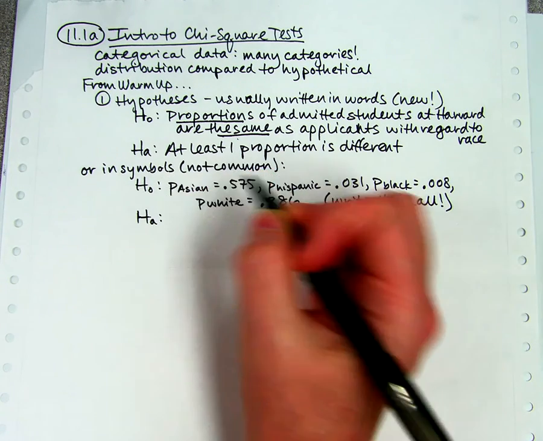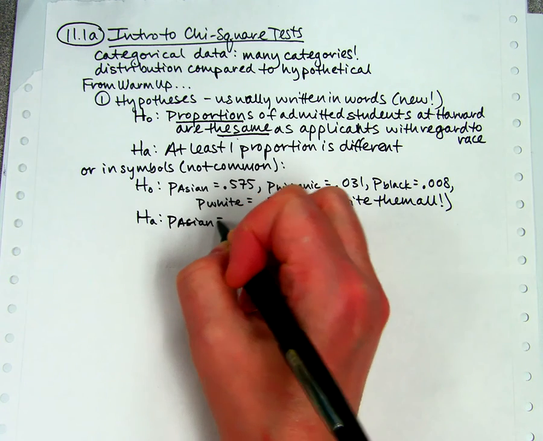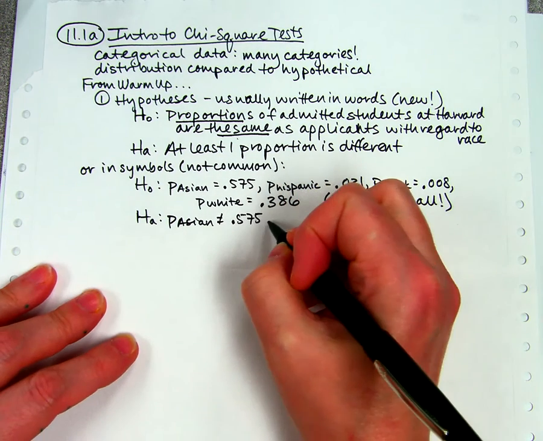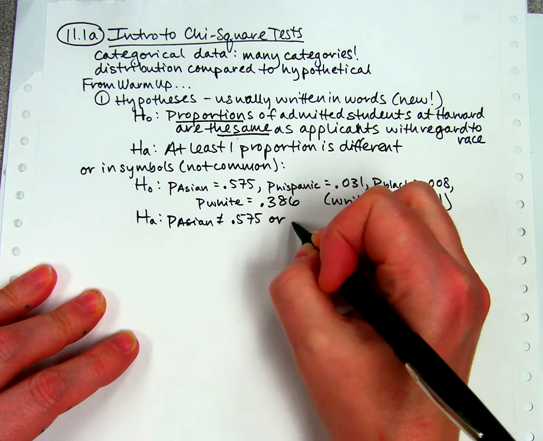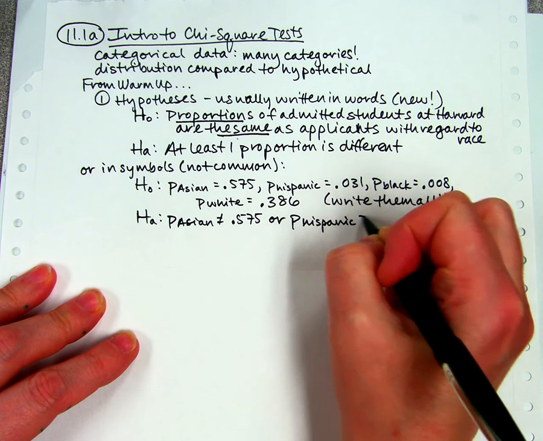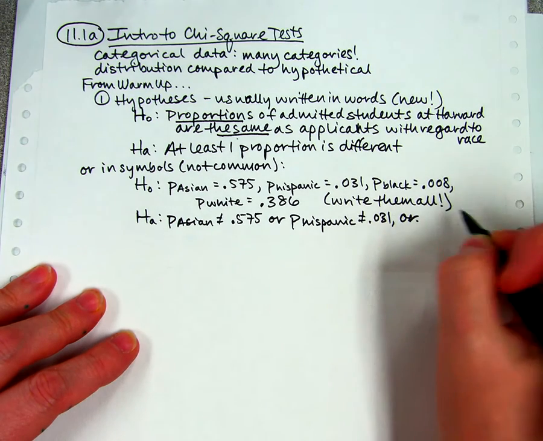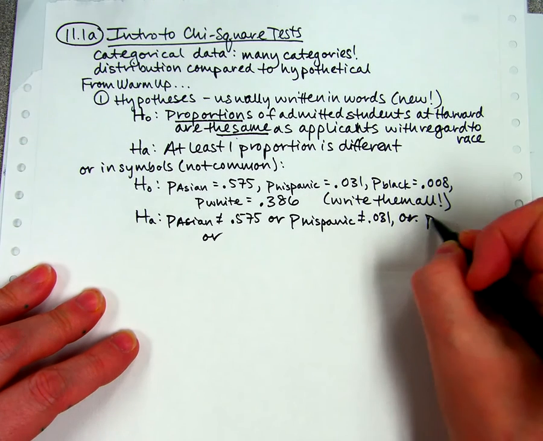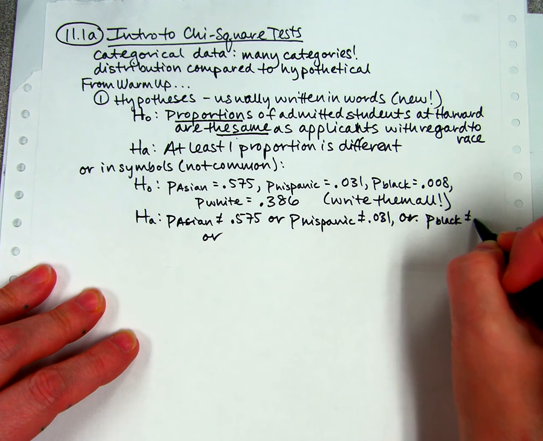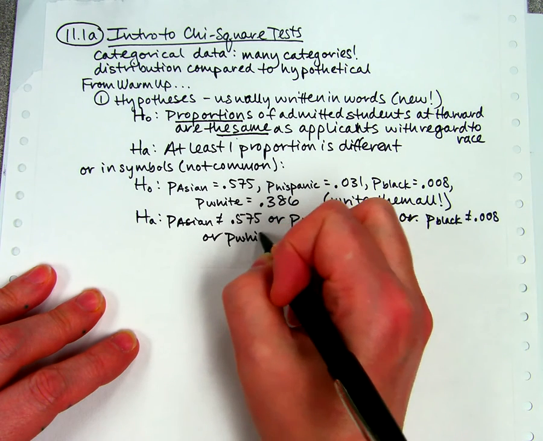The alternate would be that the probability of Asian is not 0.575, but it might not be Asian that's off. It might be something else. So you'd have to write, or the probability of Hispanic is not 0.031. And you'd have to keep writing all of them, right? I personally wouldn't do that, but I'm going to do it once, just for you. And then I'm going to stop doing it and always write it in words after that.